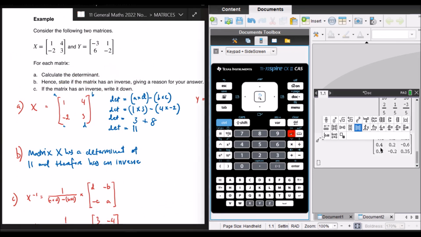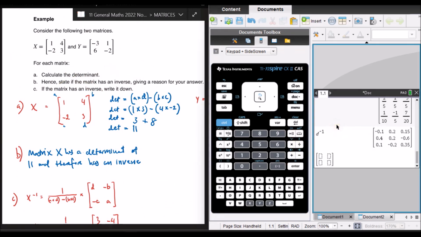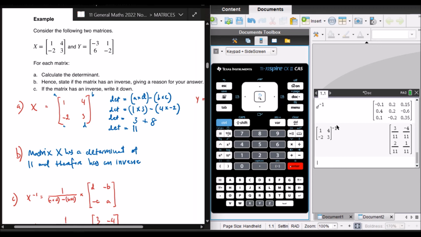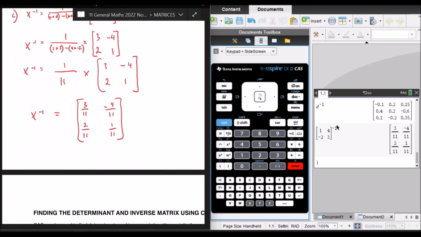Okay, so if I went here, square matrix, 1, 4, -2, 3, and then I did it to the power of -1, okay, I should get those values, which I did. So 3/11, -4/11, 2/11, 1/11.